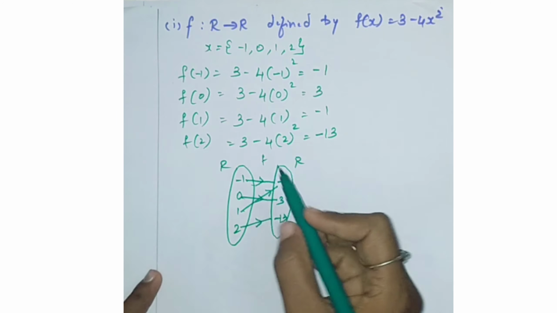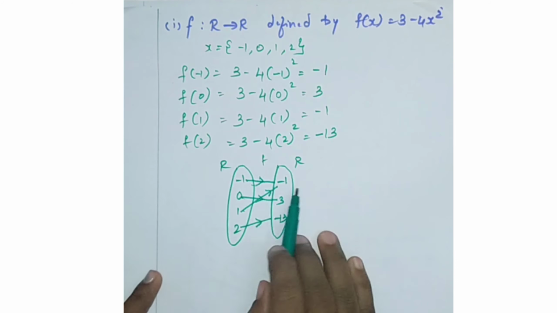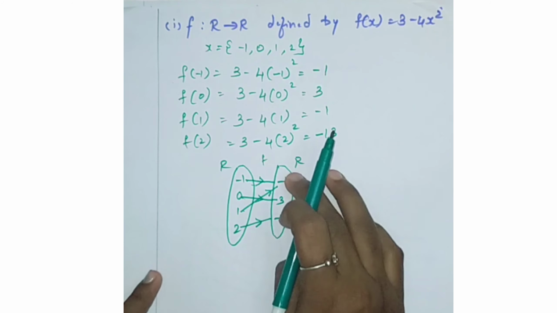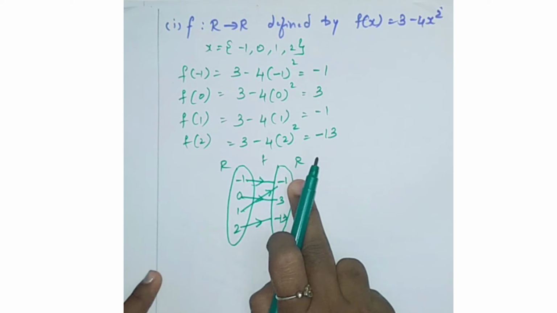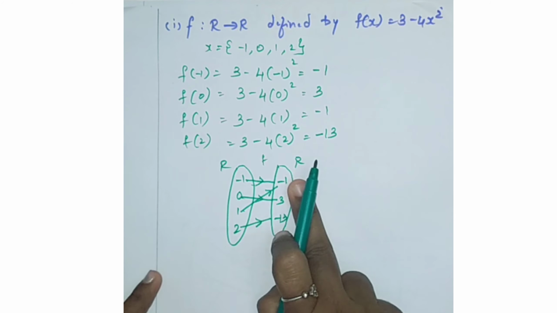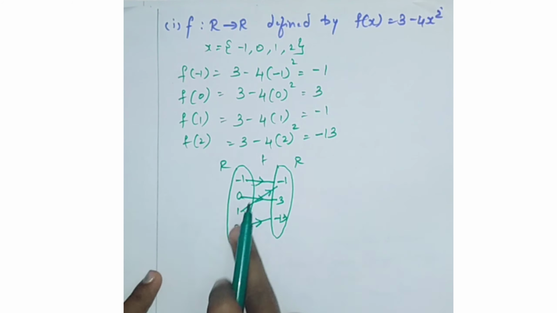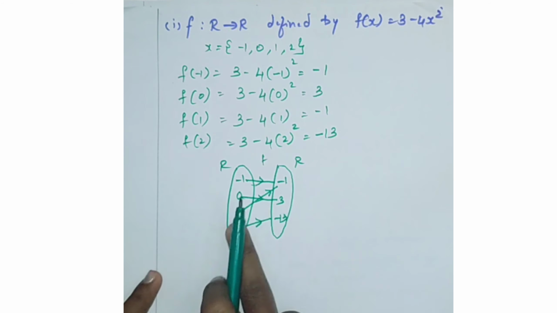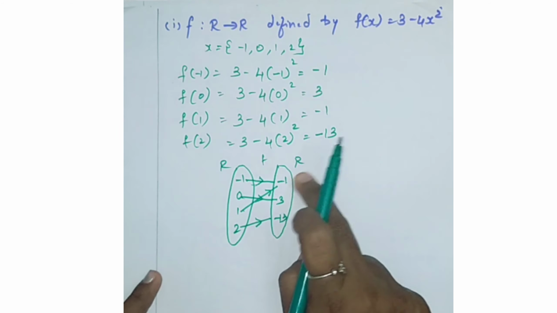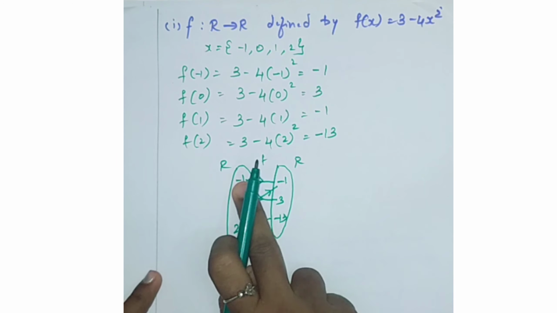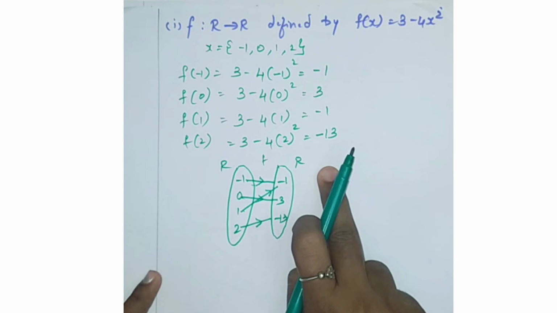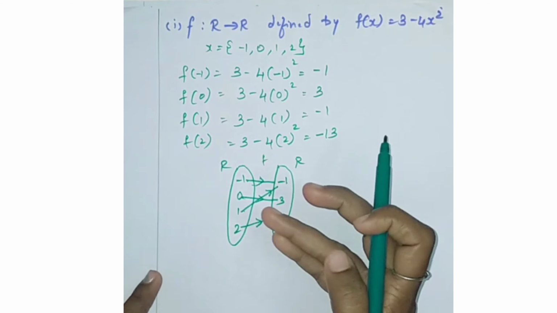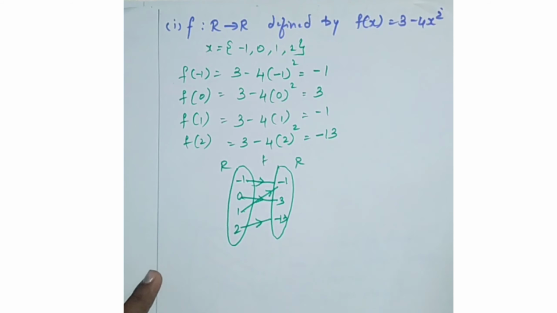That's okay. But see here, every element does not have a unique image. For minus 1 also the image is minus 1 only. For 1 also minus 1 only. So not all the elements in X have a unique image. Two elements have the same image, minus 1. For minus 1 and 1 the image is minus 1 only. So by seeing this alone we can say it is not bijective.